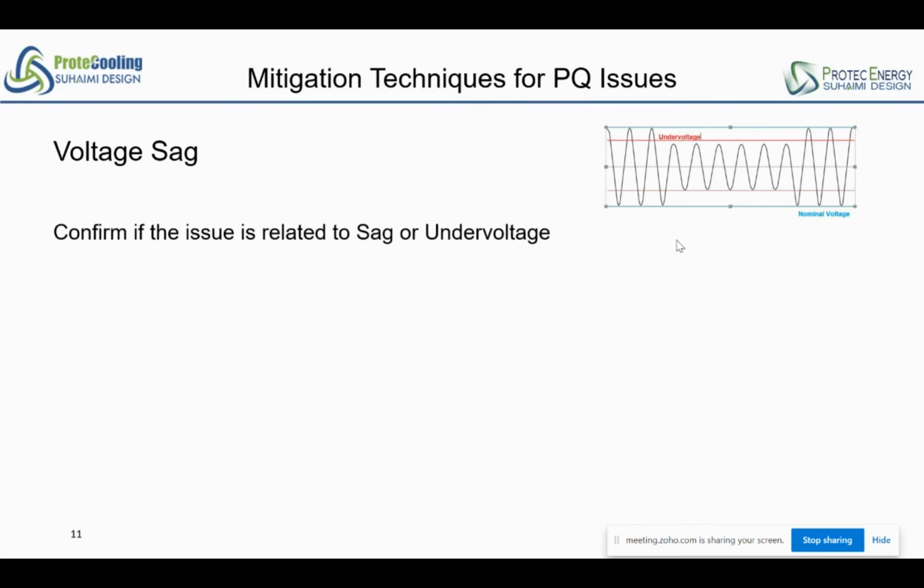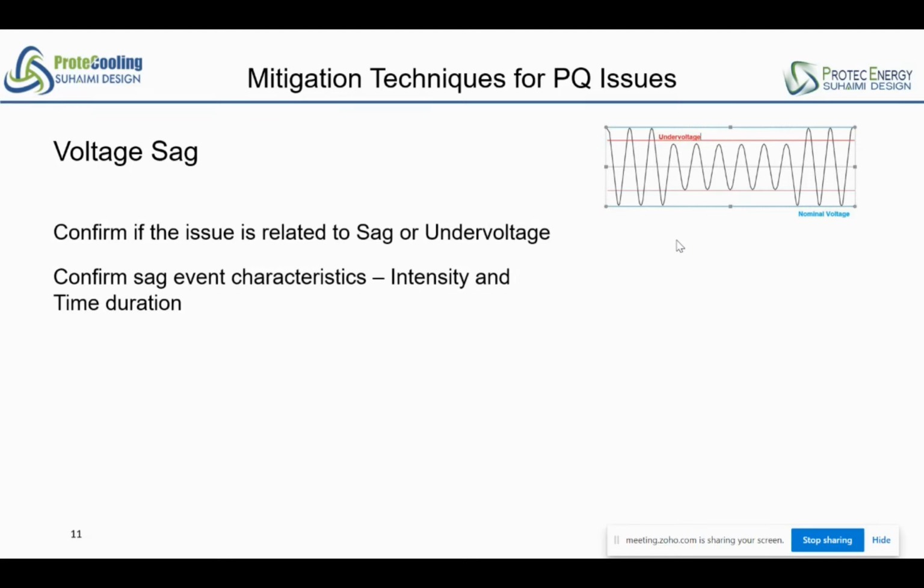One of the most important things is that we need to differentiate whether it is a voltage sag or an undervoltage, because sag and undervoltage are two different things. They are differentiated by time. If the event is for less than 1 minute, then it will be a sag. If it is more than 1 minute, then it will be classified as undervoltage. And the solutions for both of these could be different. So we need to confirm whether the issue is related to voltage sag or undervoltage.